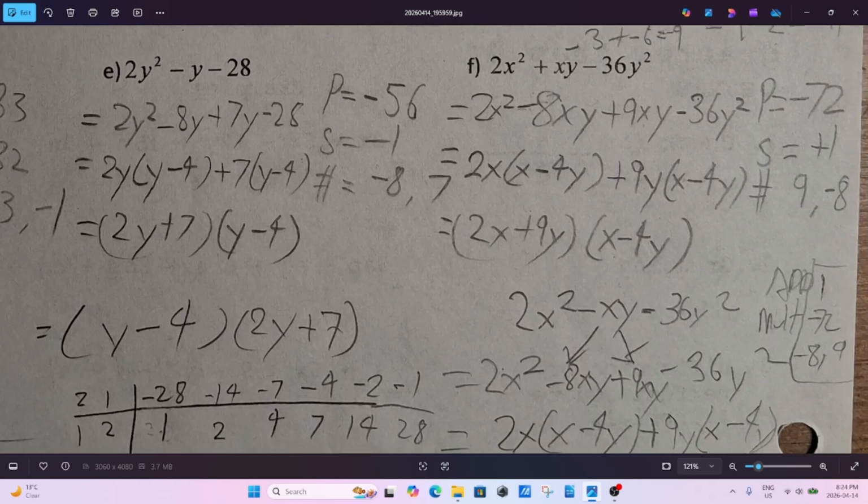Question F. 2x squared plus xy minus 36y squared. The product is negative 72, and the sum is equal to plus 1.